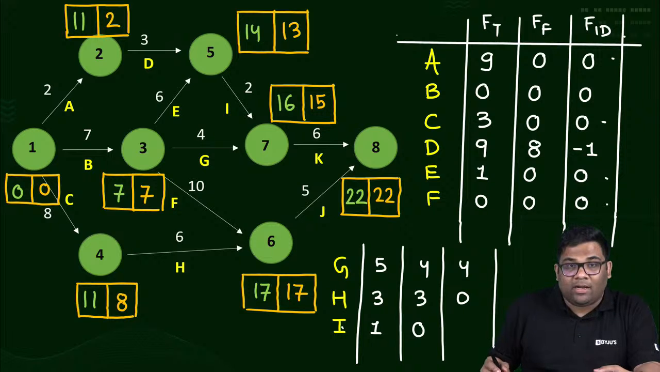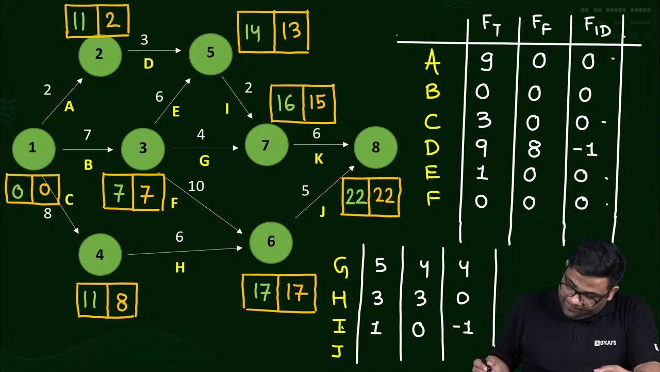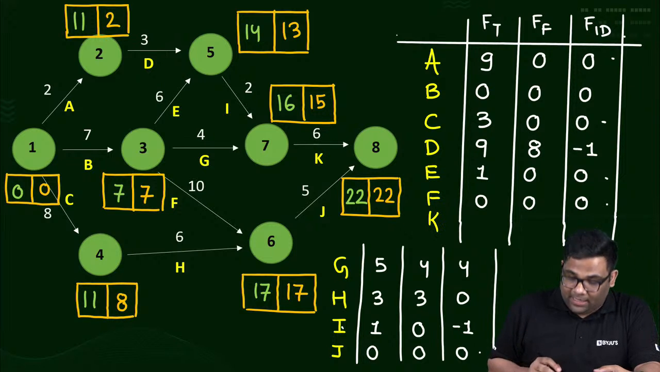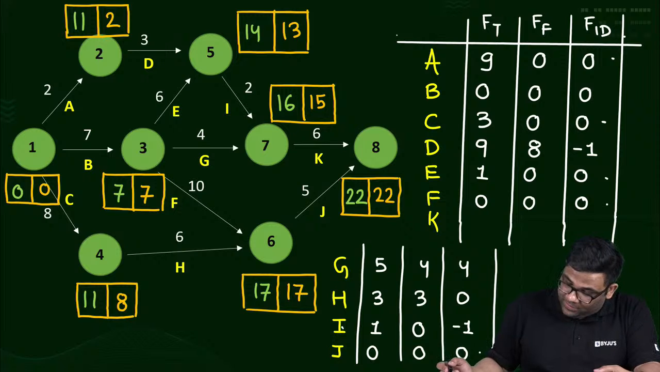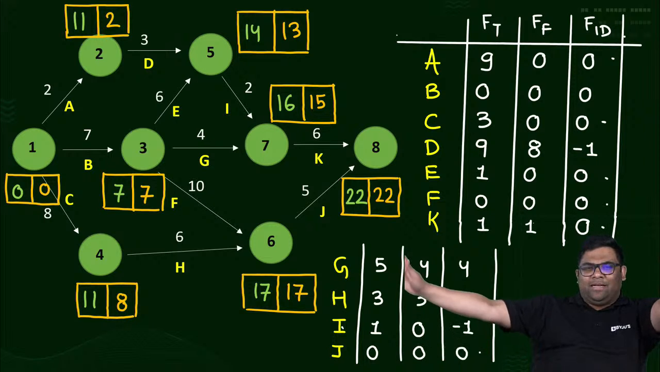0 minus 1, minus 1, na? Yes, minus 1. I is this. Then J. J क्या है? 17, 0. J is 0. 0, 0, 0. Very good. एक K बच गया, K को यहाँ लिख देते हैं ना, बेचारा K बुरा मान जाएगा. So K is 22 minus 6, 16 minus 1, 1, 0. Okay. Done, ladies and gentlemen.